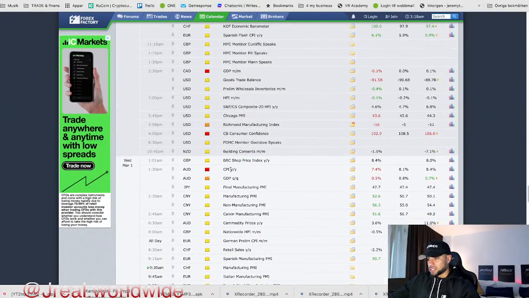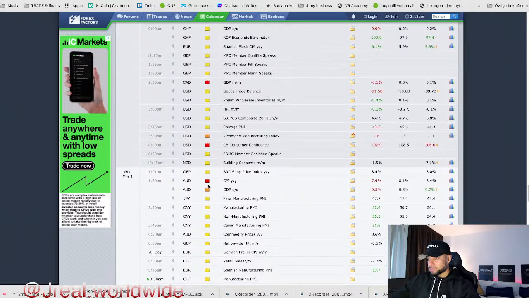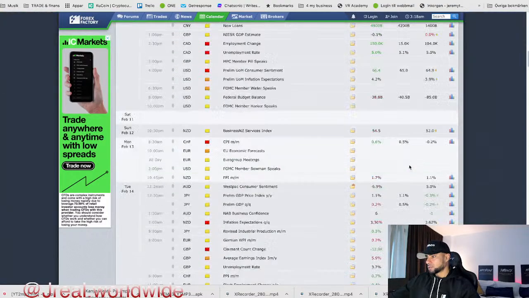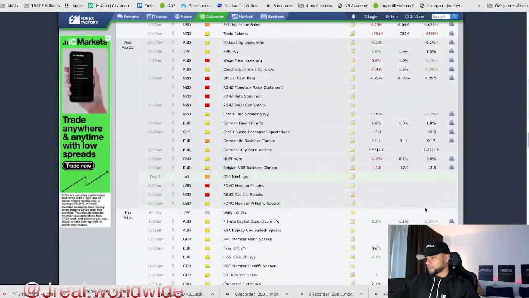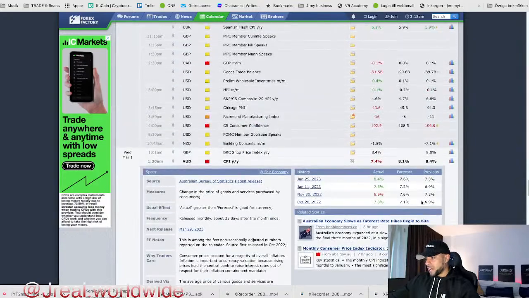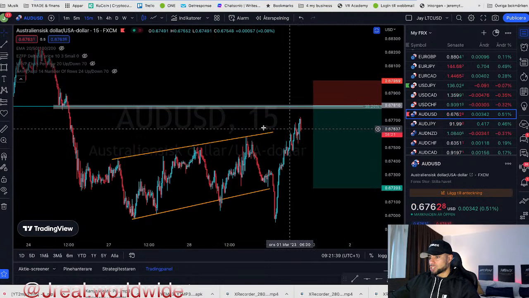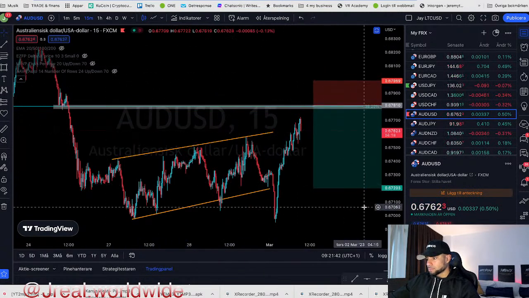But right now, the important thing is the Australian dollar, because that's what we're looking at. And what it's telling us is that if it's greater than forecast, then it's good for the currency. What did we have? We have lower than forecast. Forecast was 8.1%, and we had 7.4%. That's lower than forecast, so that's bad for the currency. So that should affect the Australian dollar in the opposite way, and that's why you see it struggling right now. All right.